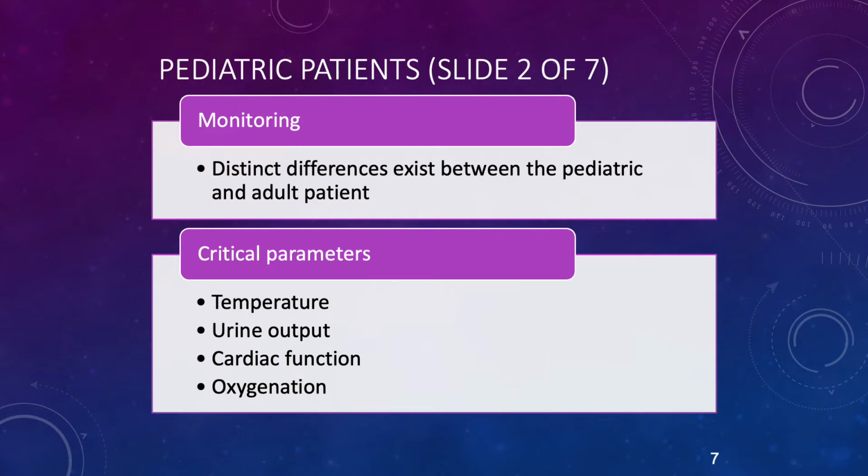And there are 4 critical parameters to monitor for the pediatric patient, and those include temperature, urine output, cardiac function, and oxygenation. So let's discuss temperature first. Neonates in particular do not have the ability to shiver like we do. That doesn't develop until the first year of life. So this means that they are unable to warm themselves when they are cold.